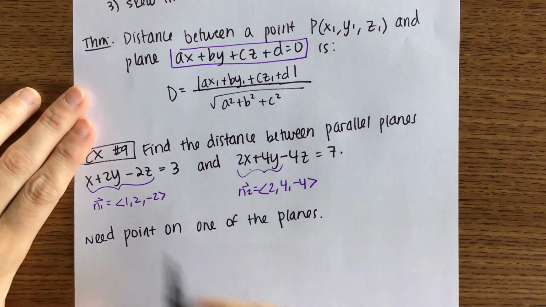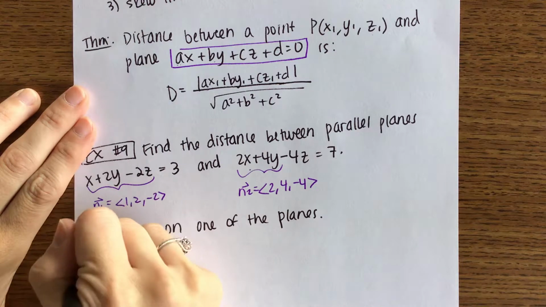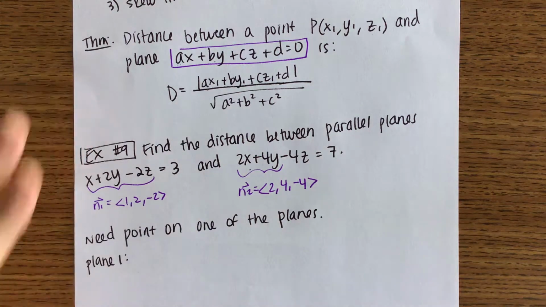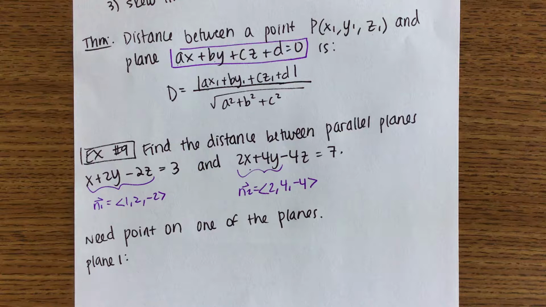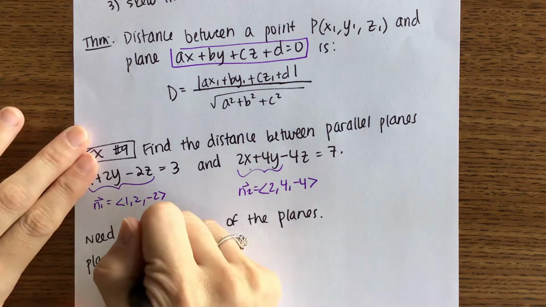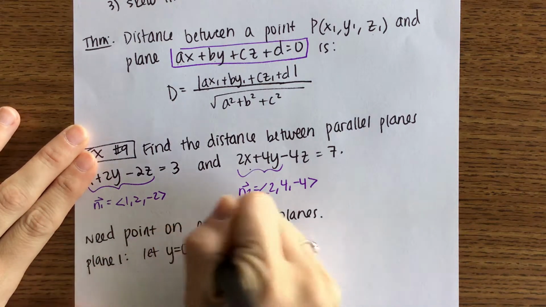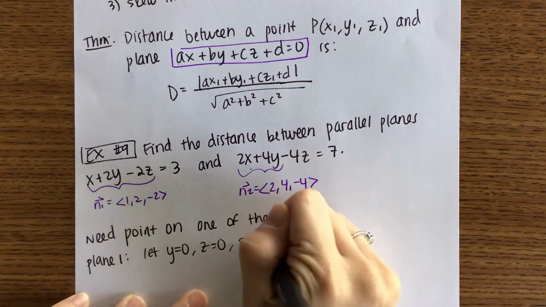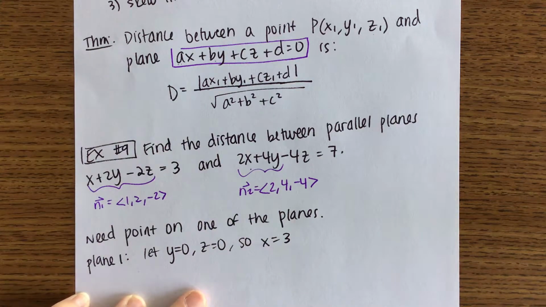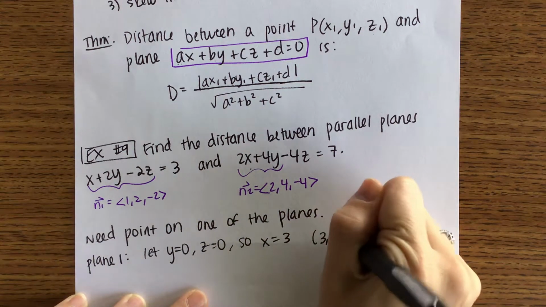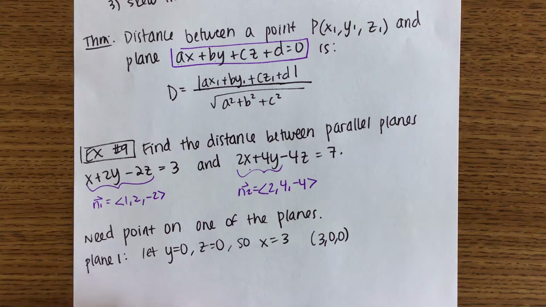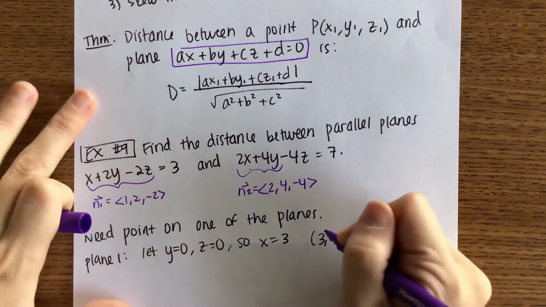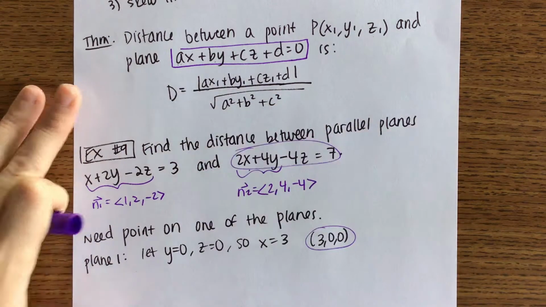Suggestions for how to find a point on that first plane. Any point at all. X-intercept? Yeah, find the x-intercept. Let y and z be 0. So for that first plane, we're going to let y equal 0 and z equal 0. When we do that, we get x equals 3. So the point that we're going to use then is 3, 0, 0. So now we need to find the distance between that point and that plane.